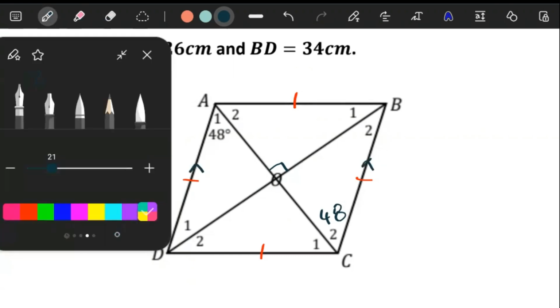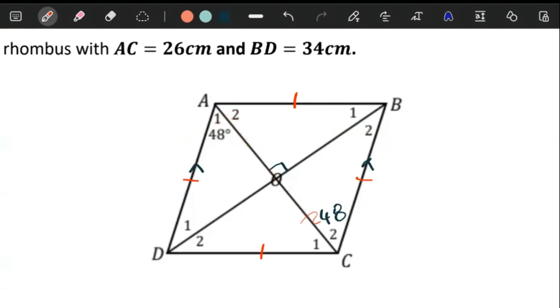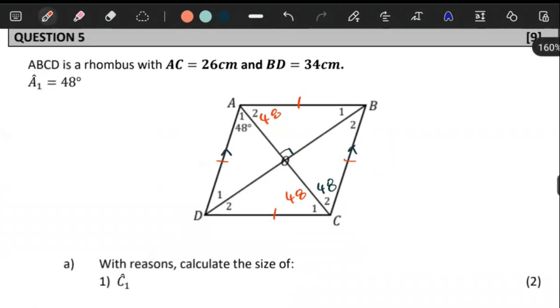Furthermore, your lines here cut the angles in half. So if this is 48, this is going to be 48. If this is 48, this is going to be 48. All that information is stuff you can fill in even before you start. And then the other thing is your lines get cut in half. So this is equal to this, and this is equal to this. So if this is 34, it means that this is 17, 17. And if this is 26, it means that this is 13 and 13. All this information we filled in before we even start, because it's knowledge that they'll be giving you.